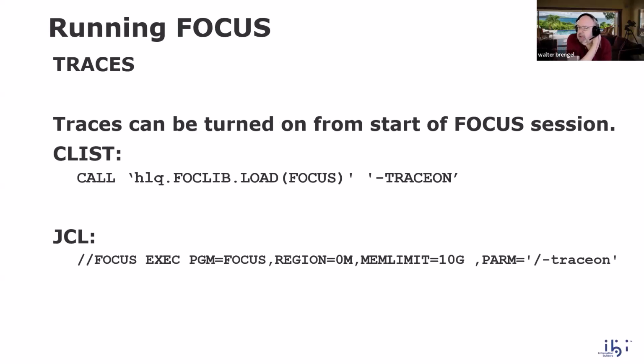And last, I want to talk about traces. The easiest way to turn traces on is on the calls. So in CLIST, on your call to Focus, you just add an extra parm, -TRACE ON. And in JCL, you can add a PARM equals '/-TRACE ON'. Now, these traces will capture everything from the very startup of the product till the end.